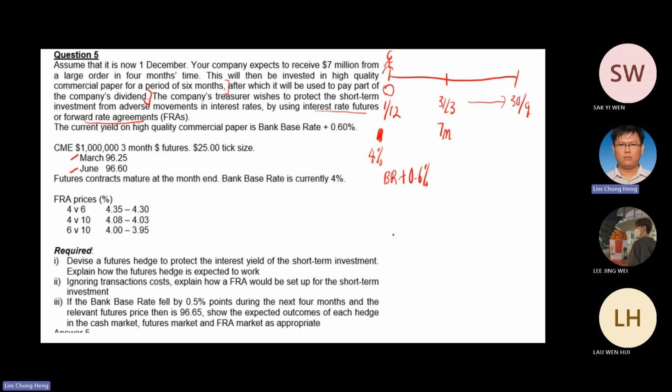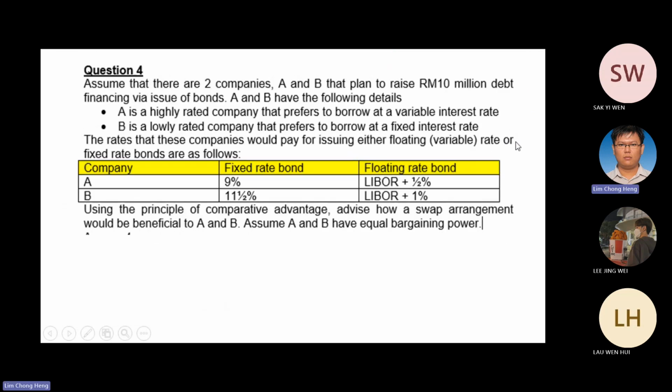So if you're using the future contract, we have a March contract and a June contract. Which one do you refer to? March or June? June. Why? If I draw it like this, then you're confused, huh? Okay, come to this question.